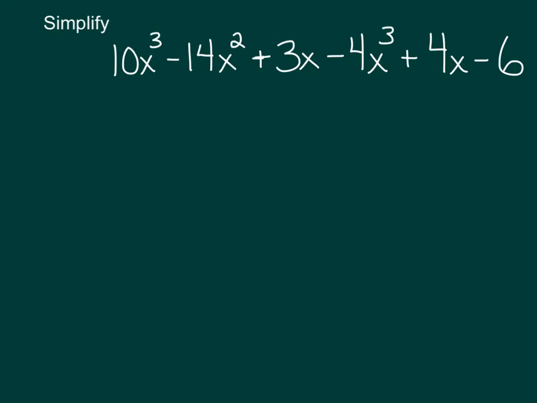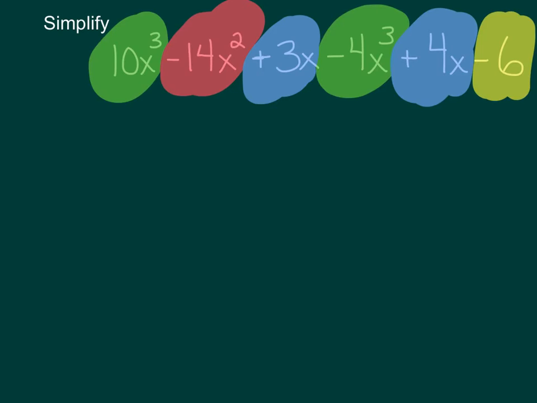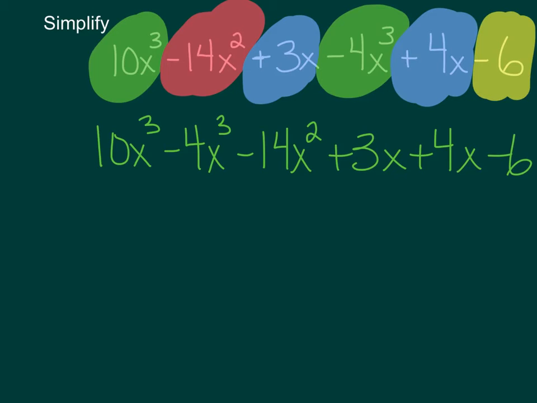Okay, new problem: 10x cubed minus 14x squared plus 3x minus 4x cubed plus 4x minus 6. So now I'm going to organize them in like terms by color. You see I put my x cubed in green, my x squared in red, my regular x in blue, and my regular number in a yellow color. So I've now organized them by color, so now I'm going to write them side by side. Now I have them written side by side, I'm going to start combining them.